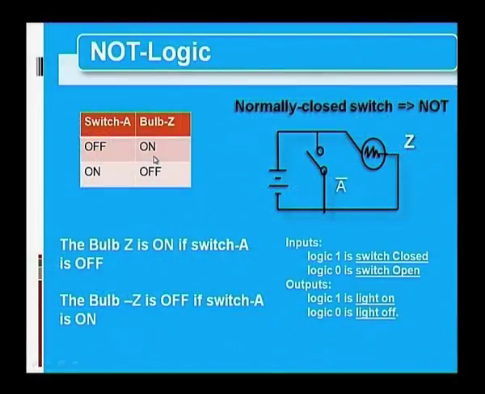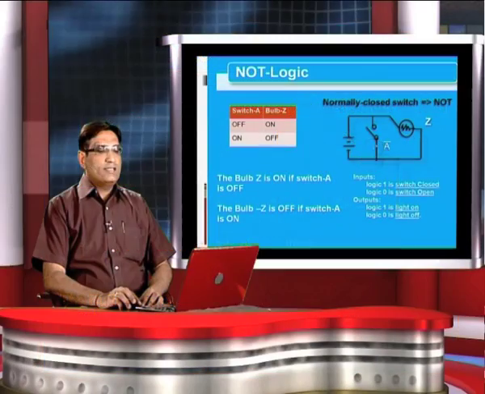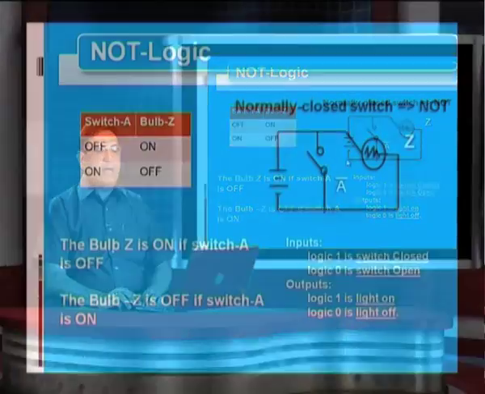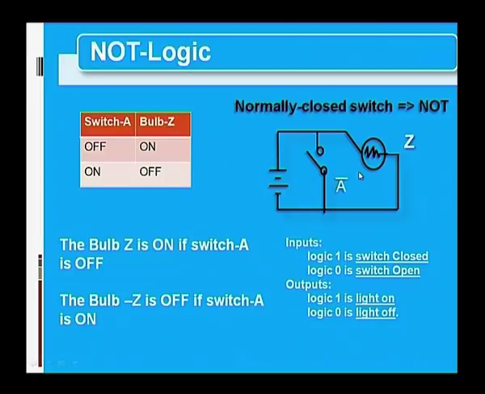Now let us move to NOT logic. In this case we connect the switch in parallel of the bulb. That means if the switch is off, the bulb is on. If the switch is on, the path gets short circuited and the bulb is off. So from the truth table we say if the switch is off, the bulb is on. If the switch is on, the bulb is off. It is nothing but invert or negation logic.